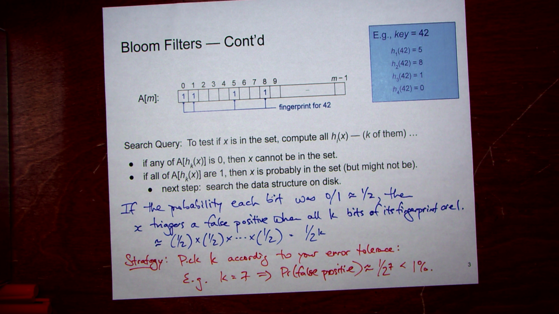So n is the number of keys. k is the number of hash functions that generates a fingerprint, so that's the size of each fingerprint, and m is the size of the data, of the filter.